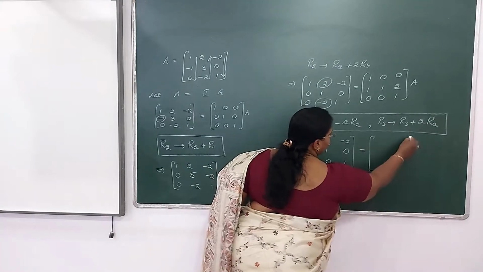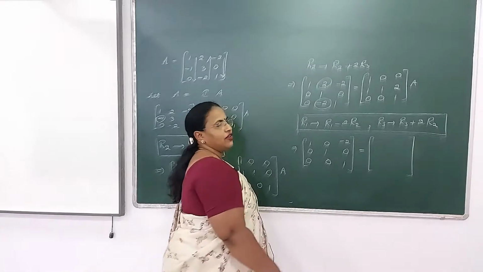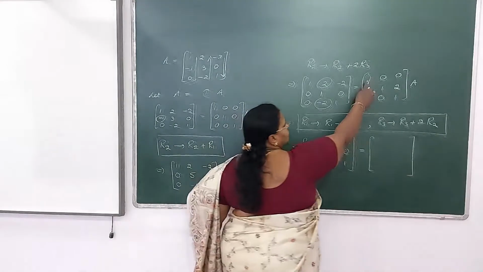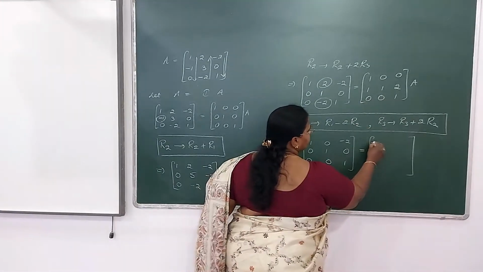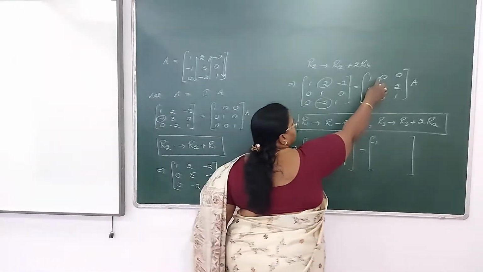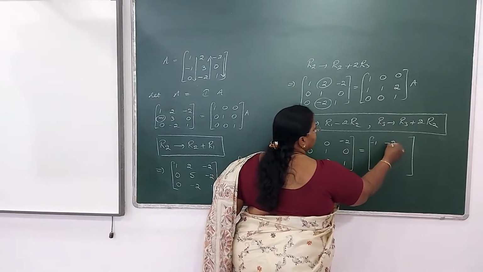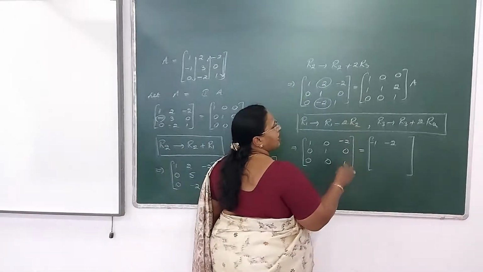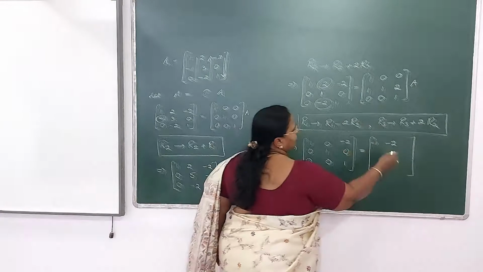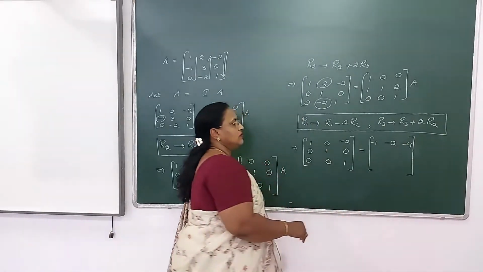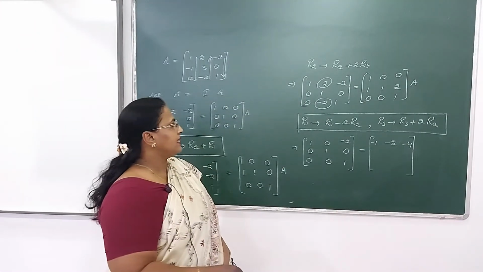Apply the same exactly here also. Add 1 minus 2 times R2. So it's 1 minus 2, it's minus 1. 0 minus 2, it's minus 2. 0 minus 2 into 2, it's minus 4. I hope children you are getting this clear.